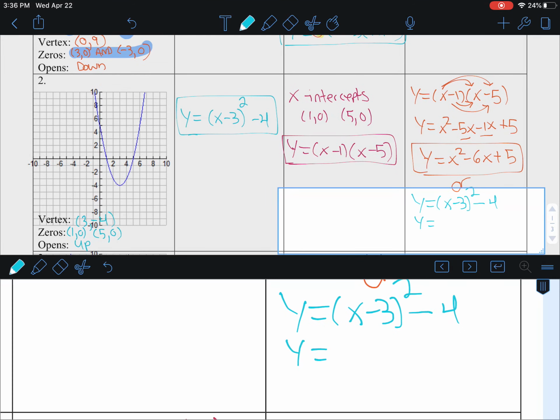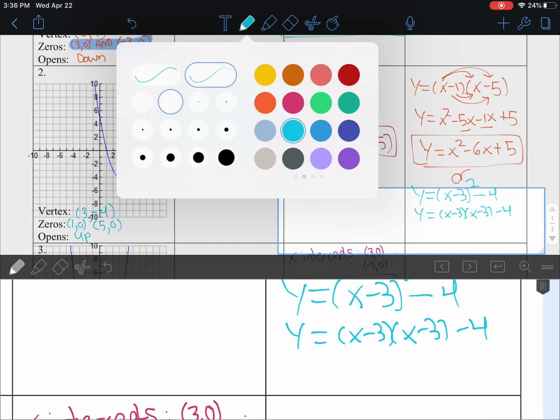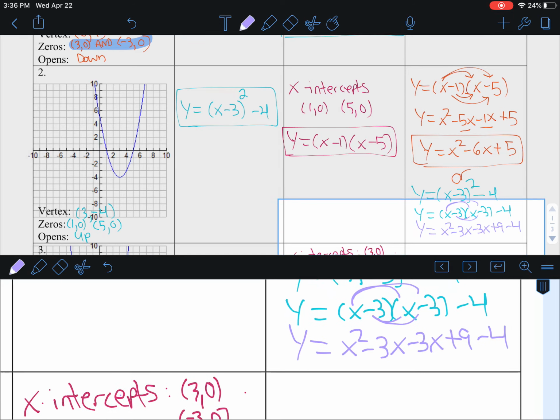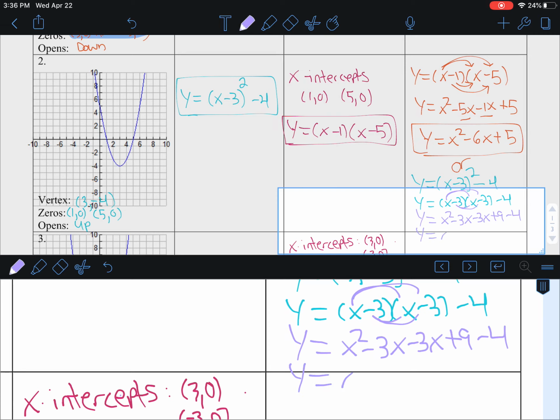So again, you can write it out twice here. x minus 3 times x minus 3 minus 4. And then you can distribute here. So this would be y equals x squared minus 3x plus 9 minus 4. And then you combine like terms. So it'd be y equals x squared minus 6x plus 9 minus 4, which would be plus 5.